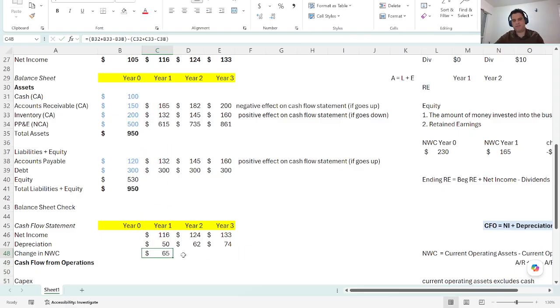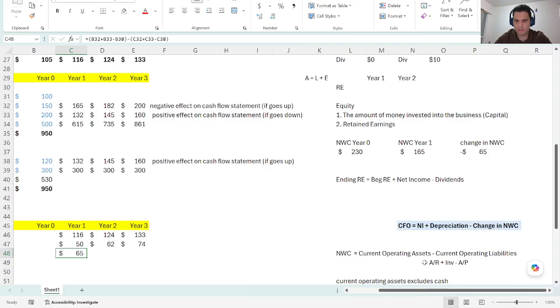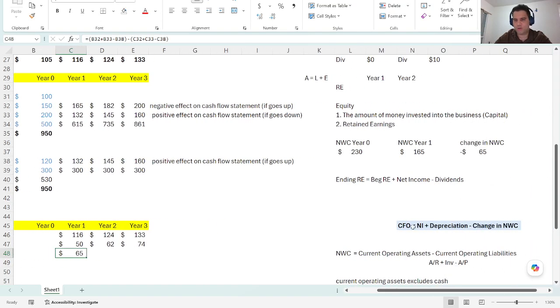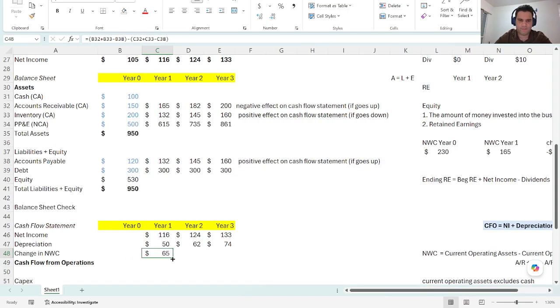And that is going to give me positive 65, even though year one minus year zero gives me negative 65. At the end of this formula, when I put negative 65, it becomes positive 65. So that's what I want. Okay, then I can move it to the right. So my cash flow from operations is just the sum of these three line items above.